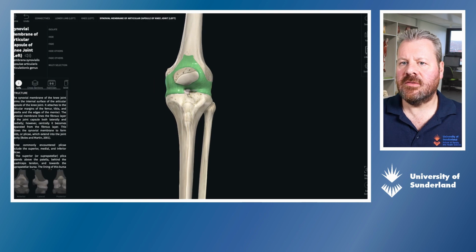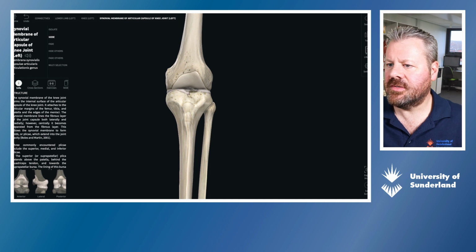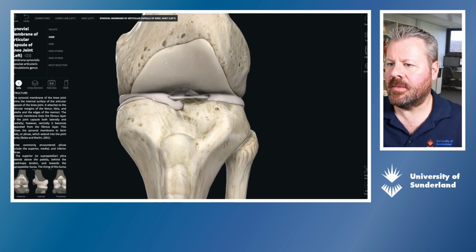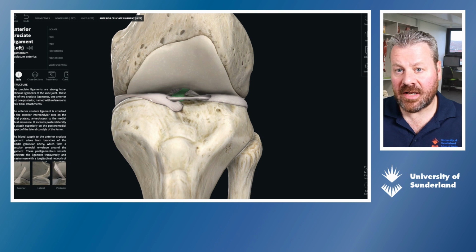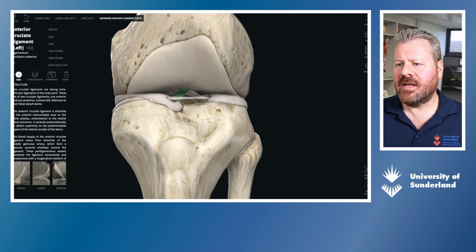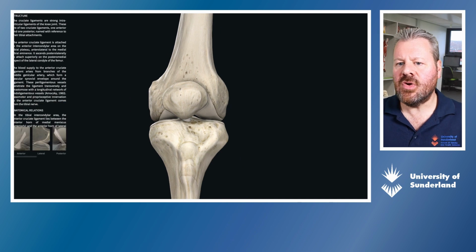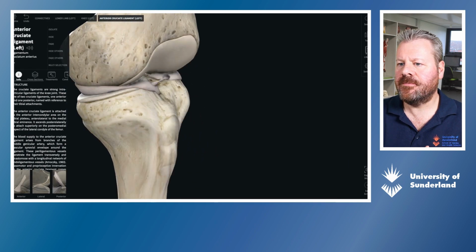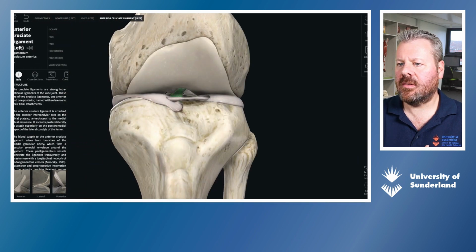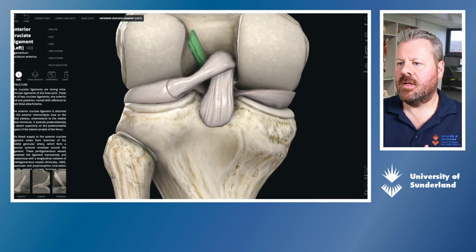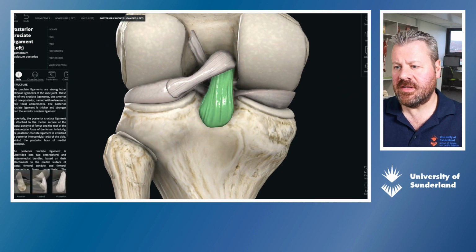If I was to remove the synovial membrane, and if we would just zoom in a little bit, you'll see here is the anterior cruciate ligament. So the anterior cruciate ligament is moving from the anterior to the posterior, and the posterior cruciate ligament is moving from the posterior to the anterior.